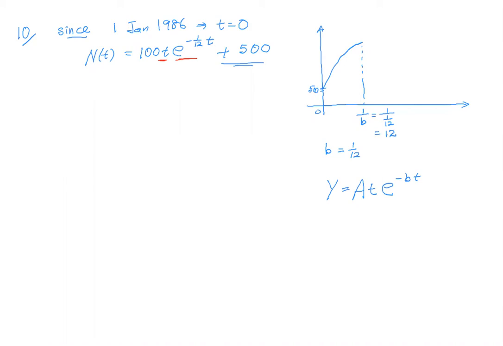Then after that, it will decrease. Then it will decrease at the fastest rate at the point called 2 over B. So for our case here, it will be 2 over 1 over 12, which is 24. Then after that, it will decrease at a decreasing rate.